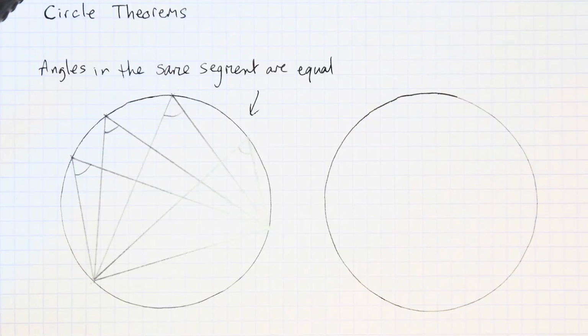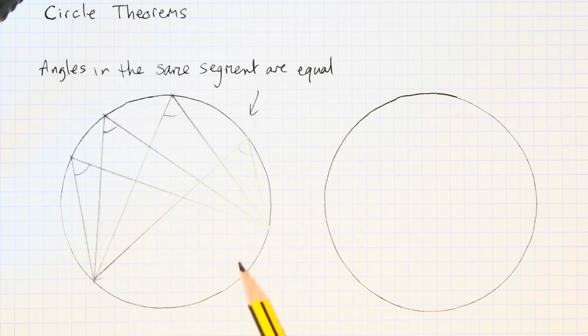I should further point out that you get angles in the same segment even if this chord is not actually visible. So I'll just try to make that line a bit fainter. So I hope it's obvious to you that by making that line faint or non-existent, it hasn't changed the size of these angles. The truth of the statement is still the same. Okay.